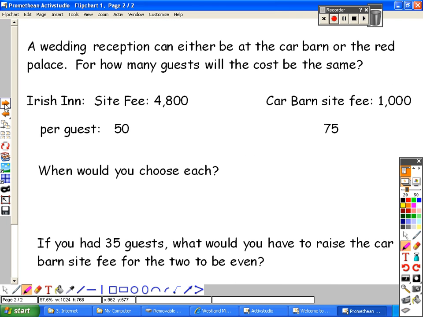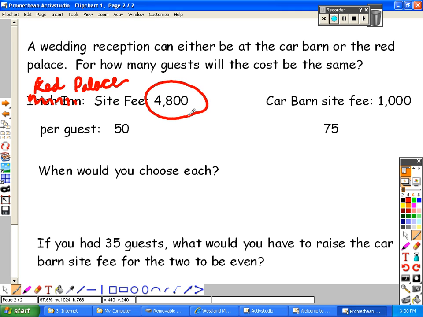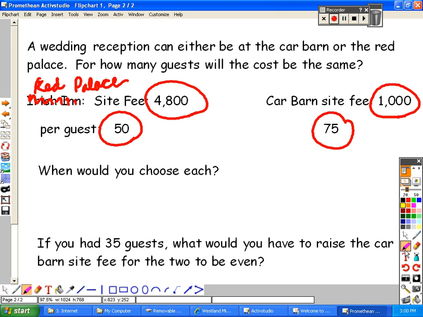Okay, here we go. There's a wedding reception, and it could either be at the car barn or Red Palace. The first question I want you to answer is, for how many guests will the cost of the two places be the same? The original question said Irish Inn, car barn, and Red Palace, so we're going to change this one to Red Palace. The site fee, meaning just to rent the place, is $4,800, and per guest it's $50. For the car barn, it's cheaper to rent, but it's more per guest, $75. So I want to know, when will the cost be the same?